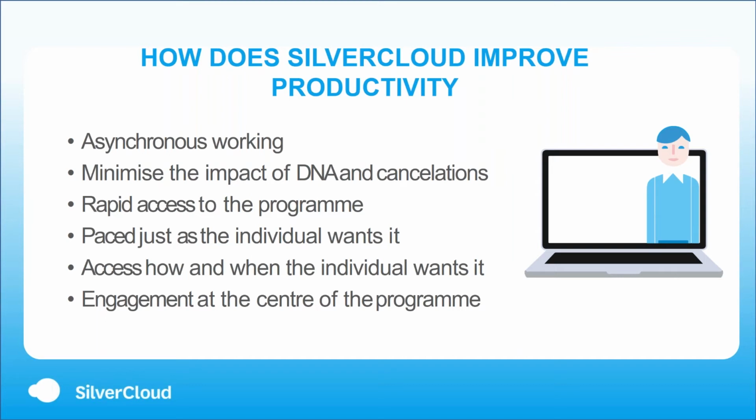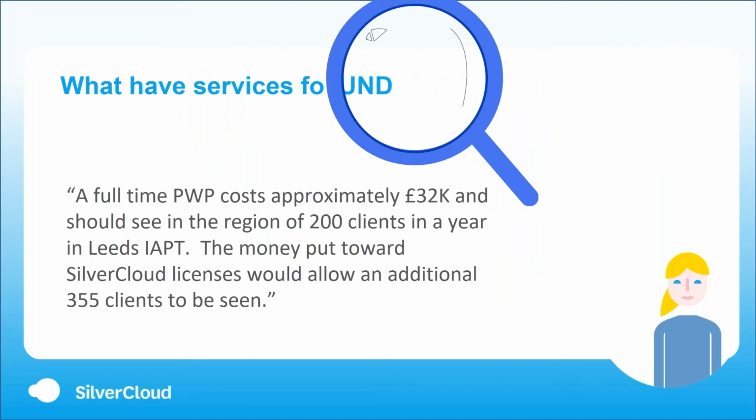And here's one particular service that showed approximately what it costs. This is another moot point where you can say that the cost of an individual worker, so a PWP, costs around about 32k a year, and would see, as we said earlier, 200 patients in a year. And this is the lead service. So what they were able to do was to bring in Silvercloud and improve the number of people being seen to 355 clients a year through a PWP, through the asynchronous way that Silvercloud works.